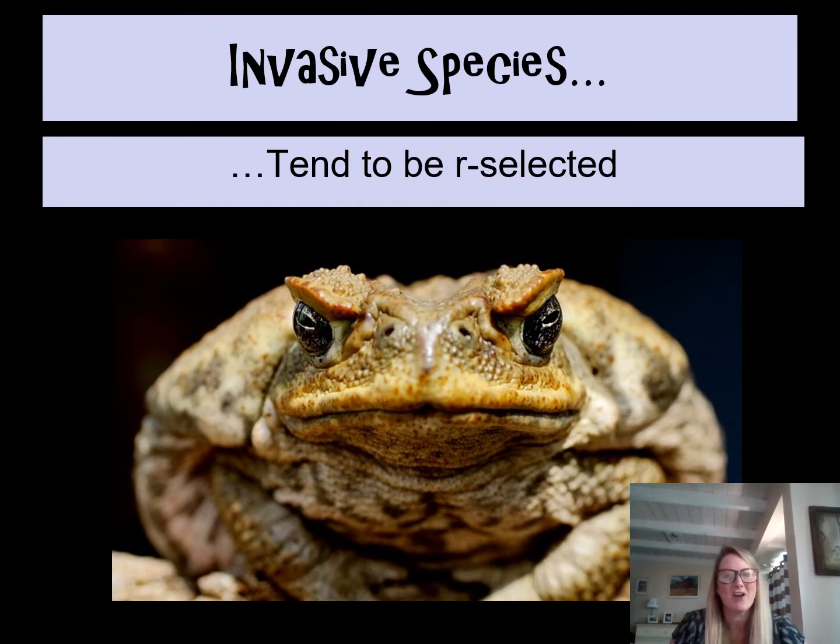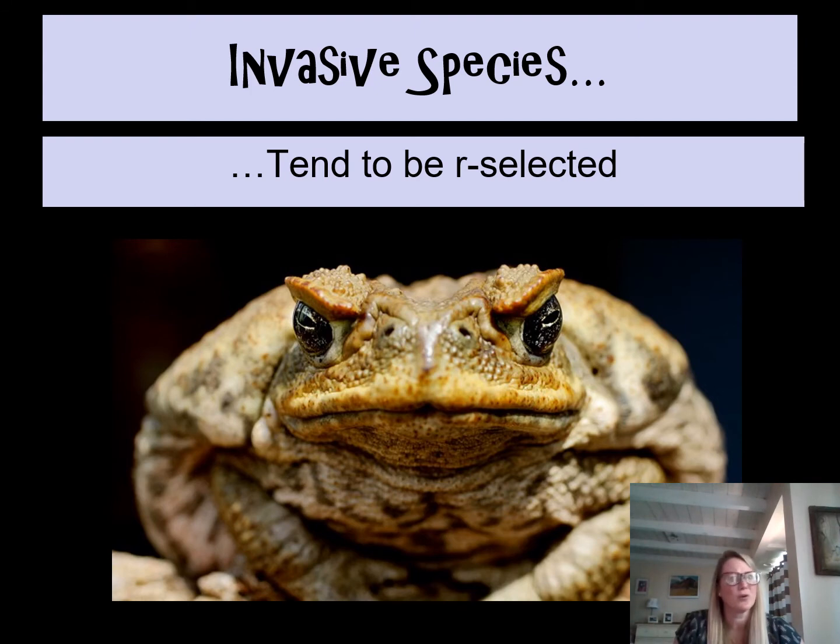Invasive species are interesting in that most of them tend to be R-selected. So again, here is our infamous cane toad. We talked about them in the last lecture. They are an invasive species from Australia. Like other invasive species, they tend to be R-selected in that they have incredible numbers of offspring. For example, the cane toads in Australia lay something like 20 to 30,000 eggs in just one city, and they can reproduce up to 3 times each year.